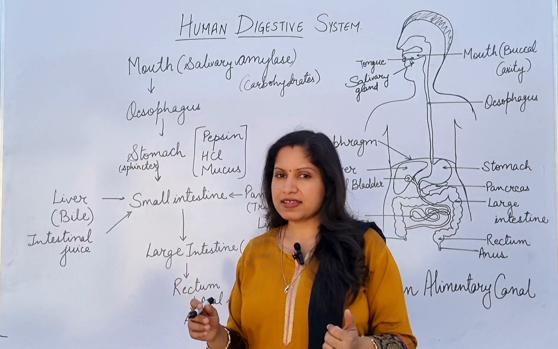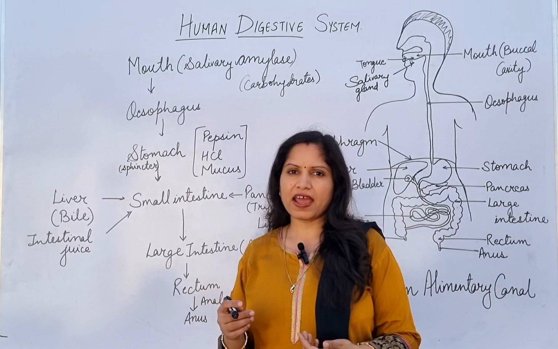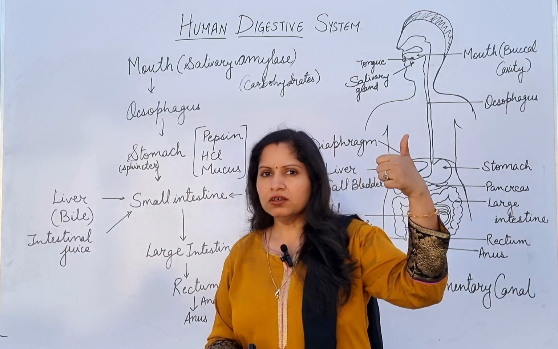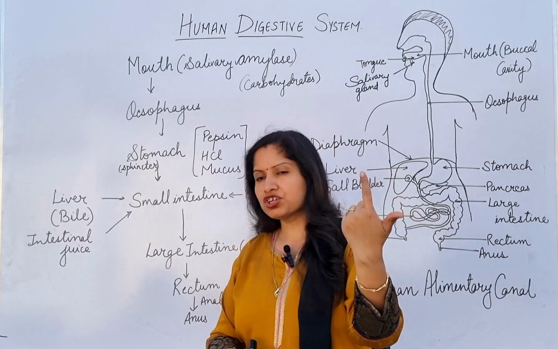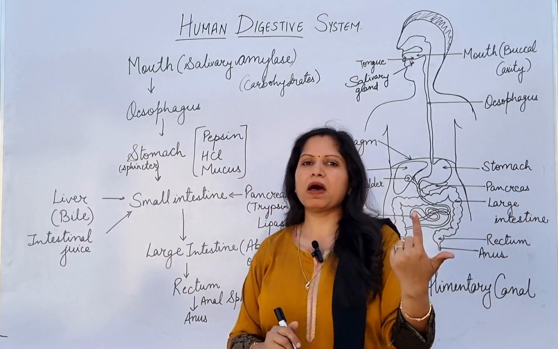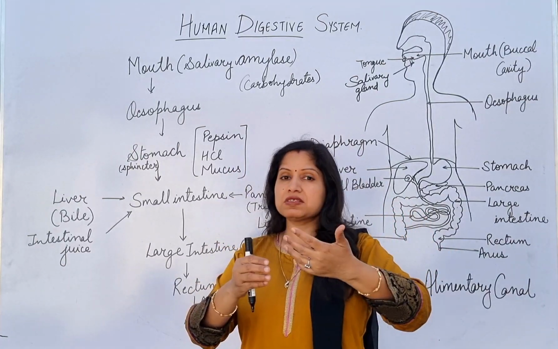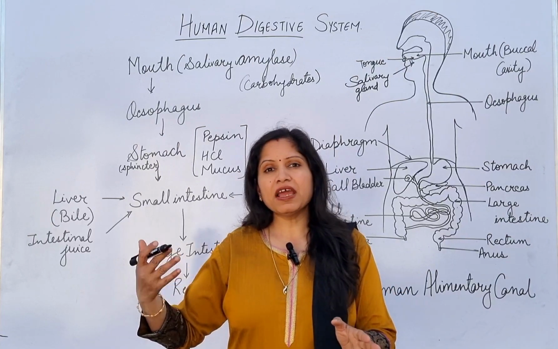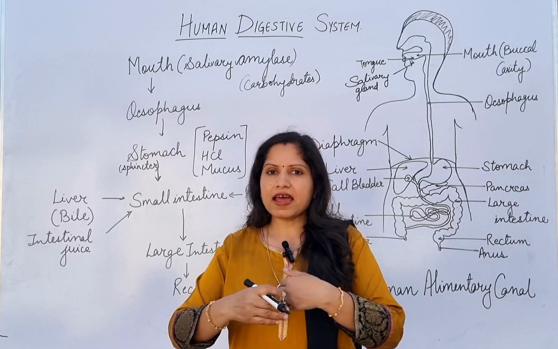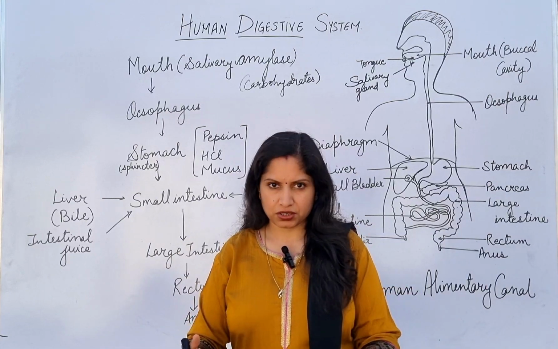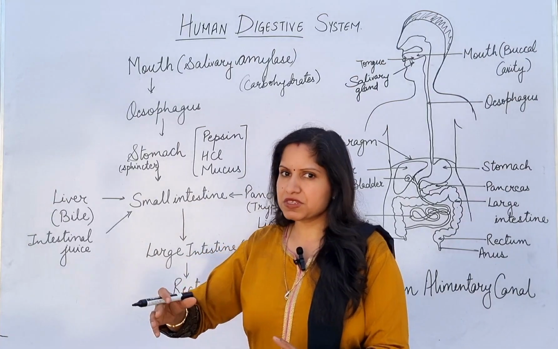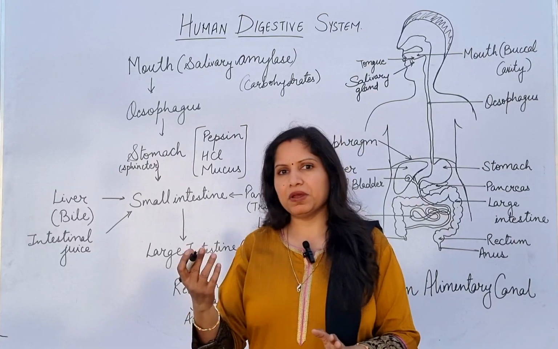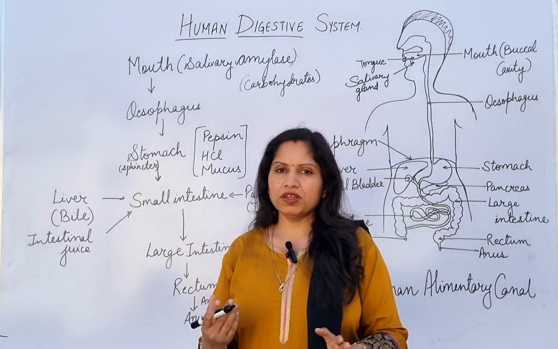What are the benefits of this acid? This acid kills any microorganisms that enter along with the food into the digestive tract. So it is going to kill all the microorganisms. The second function of HCl is activation of pepsin. The pepsin which comes into the stomach is in the inactive form. It's still not active. Activated means it has to be aroused so that it can perform its function. To activate this pepsin, what is required is HCl. This HCl will activate the pepsin, and now the pepsin will be able to perform its function.